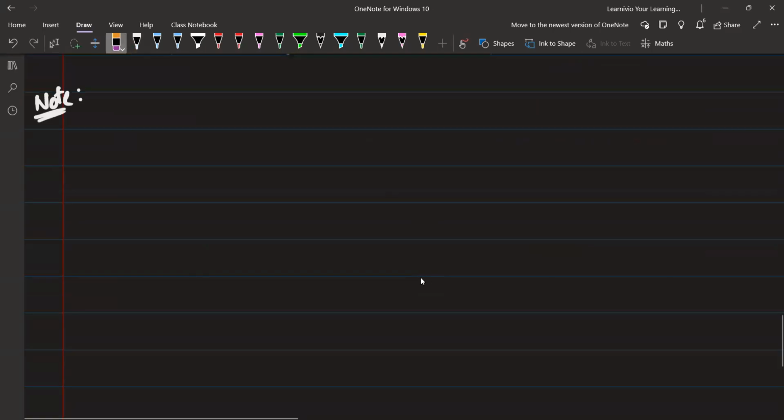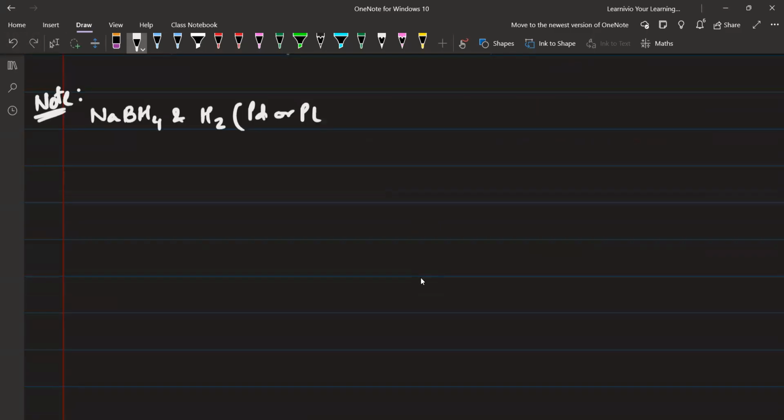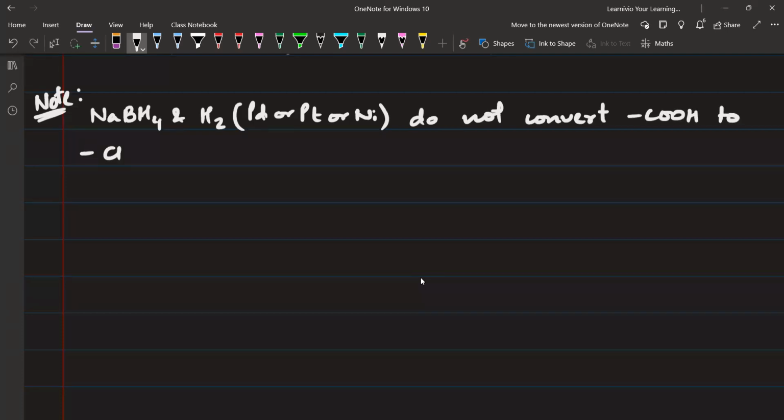Look. NaBH4 and H2 in the presence of Pd or Pt or nickel, that is catalytic hydrogenation, do not convert carboxylic acid to CH2OH. Does not convert carboxylic acid to 1 degree alcohol.